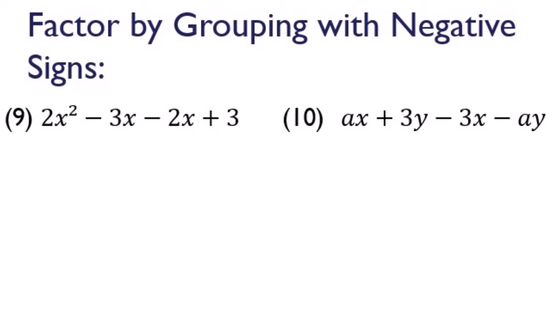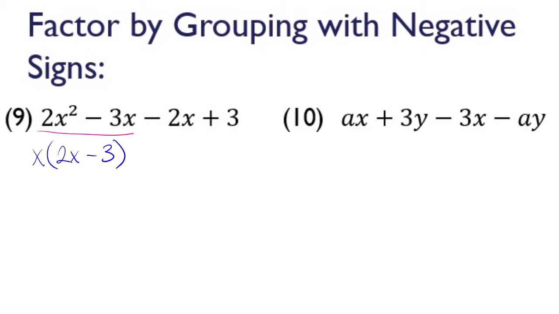So number 9. First of all, I have a polynomial with 4 terms, right? So grouping comes to mind, and I see that the first 2 terms have a common factor of x. So I'm going to factor out an x. Okay, and then the leftovers would be 2x minus 3, right? If I divide this by x, I just get 2x. If I divide this by x, I just get negative 3.